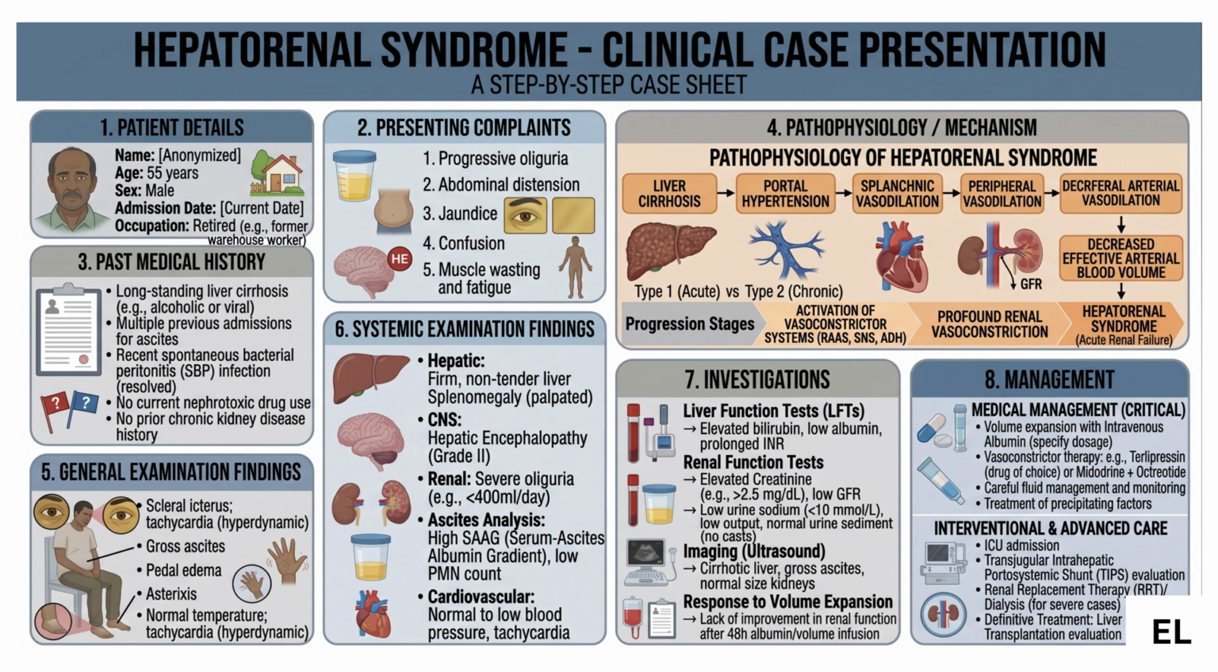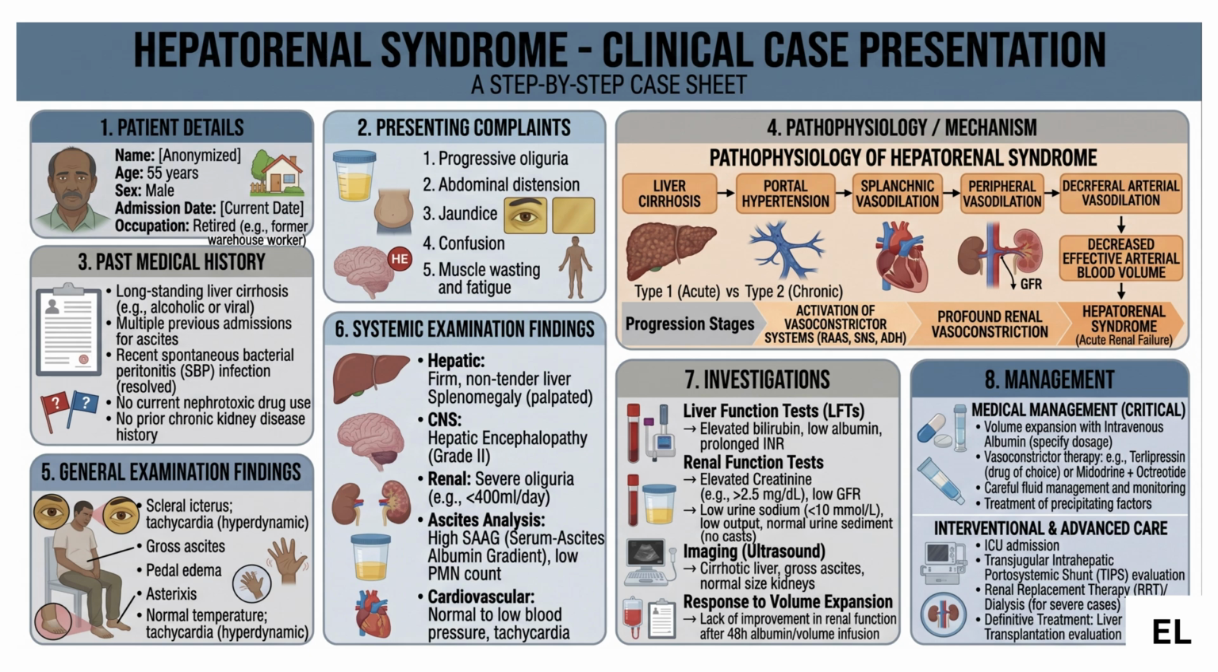Now let us discuss management, which is extremely important because hepatorenal syndrome carries a very high mortality if left untreated. The first step is treating precipitating factors such as infections, gastrointestinal bleeding, or dehydration. Intravenous albumin is administered for plasma volume expansion because albumin helps improve effective circulatory volume and reduce circulatory dysfunction.